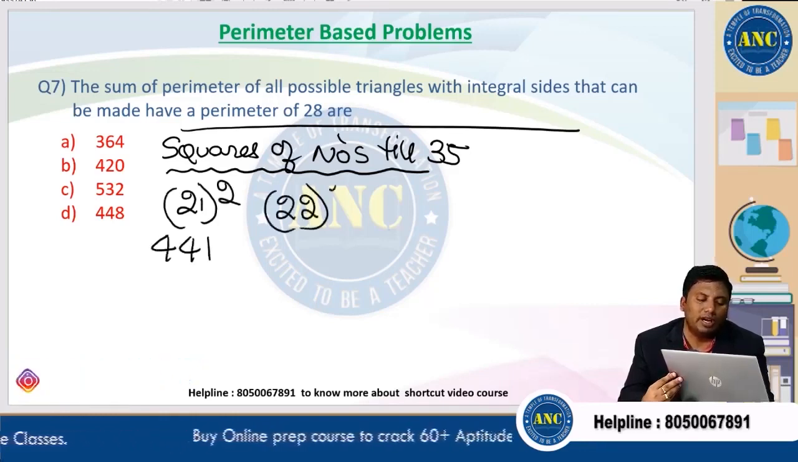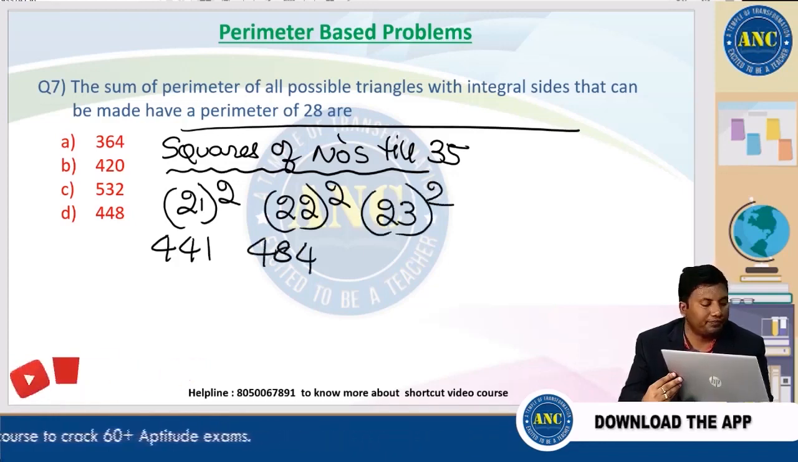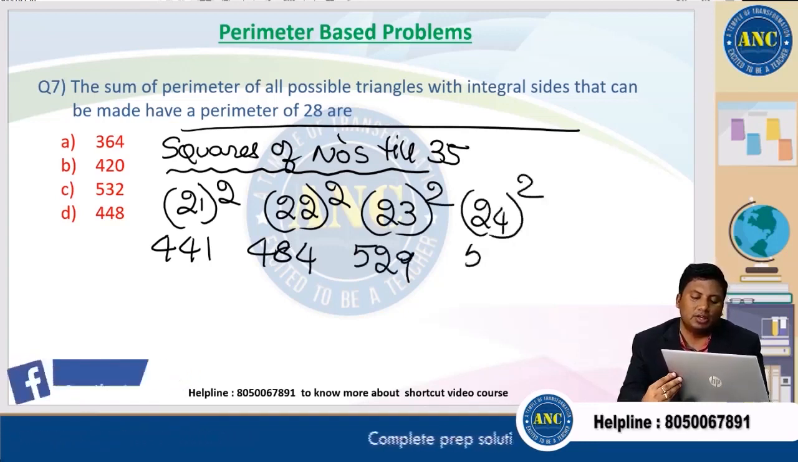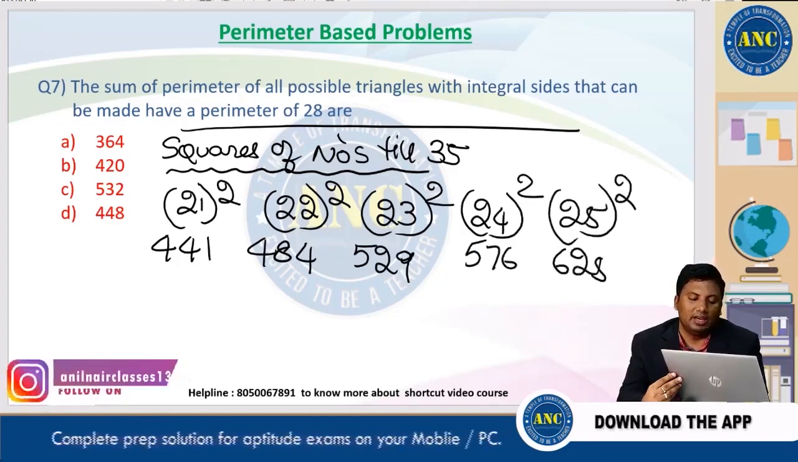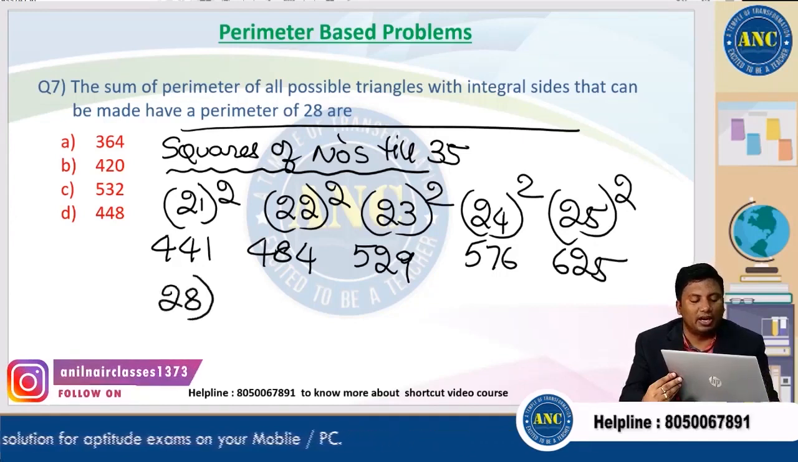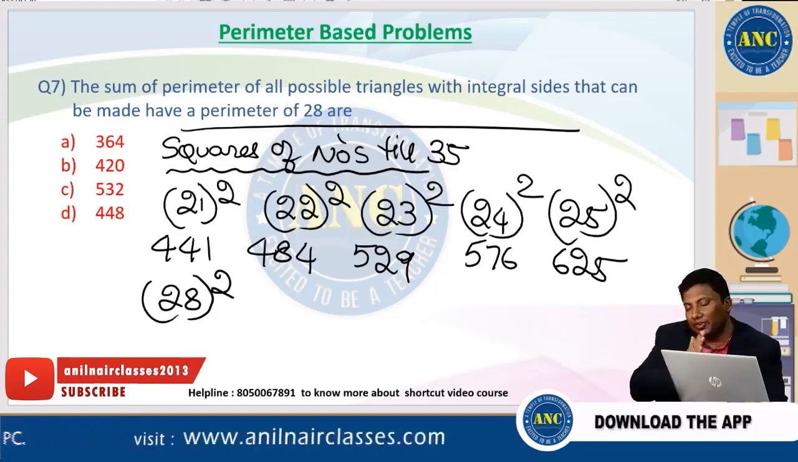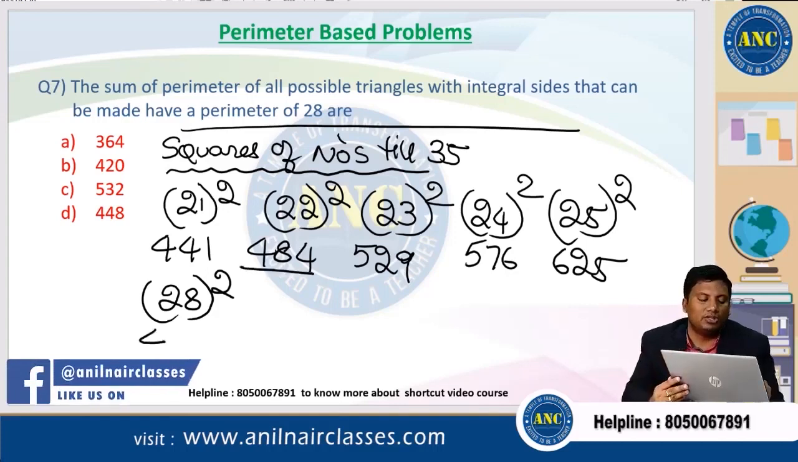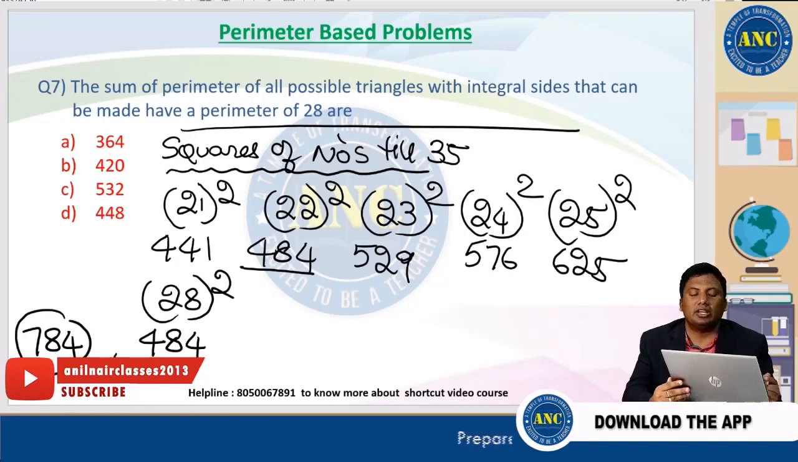22 square is 484. 23 square is 529. 24 square is 576. 25 square is 625. Suppose I require 28 square. Step number 1: 28 is 3 units greater than 25. If 28 is 3 units greater than 25, go 3 units below, which is 22, and 22 square is 484. Since it is 3 units, add 300. Answer is 784.